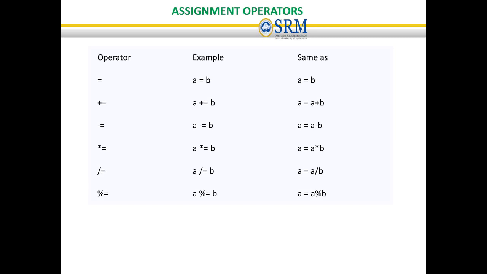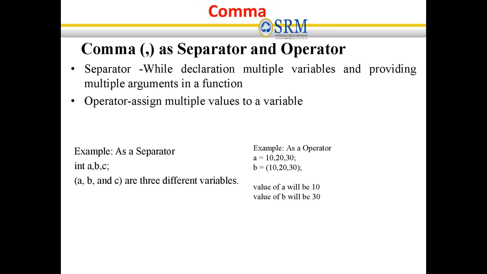The next one is the multiply and assignment operator. It multiplies the right operand with the left operand and assigns the result to the left operand. The next one is the divide and assignment operator. It divides the left operand by the right operand and assigns the result to the left operand. The last one is the modulus and assignment operator. Here it takes the modulus of the two operands and assigns the result to the left operand.